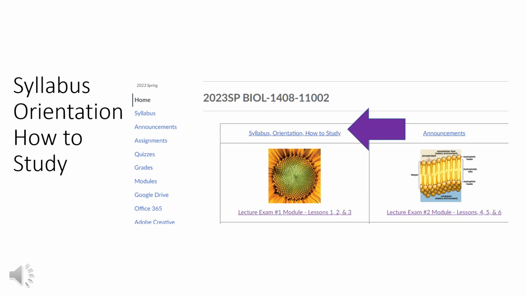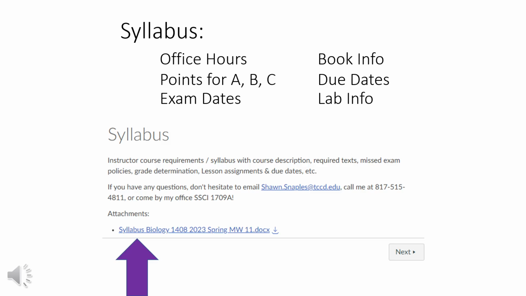Okay, so that's been a lot of how the course works. Now we'll go back and talk about that syllabus orientation and how to study thing. So if you go back to the home page, the upper left-hand small rectangle does have syllabus orientation and how to study files. We'll be talking about those finally. So once you click the link, there's the syllabus little page.